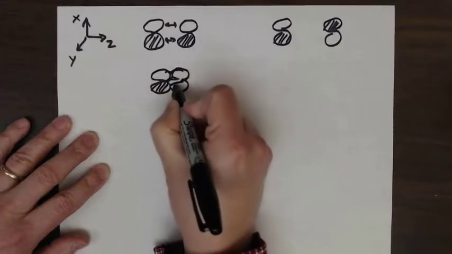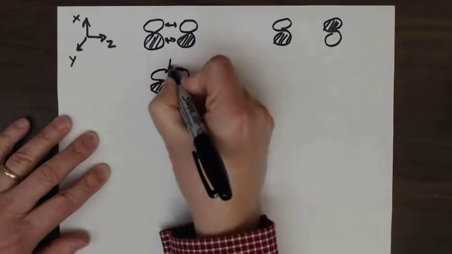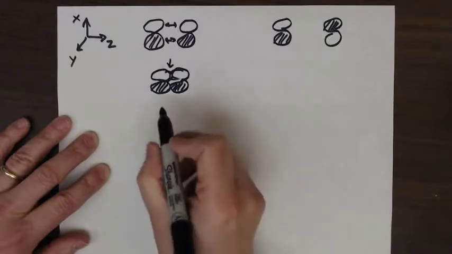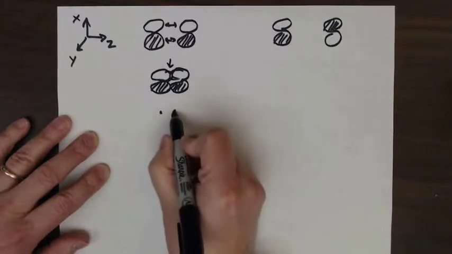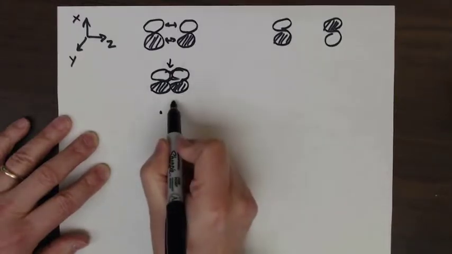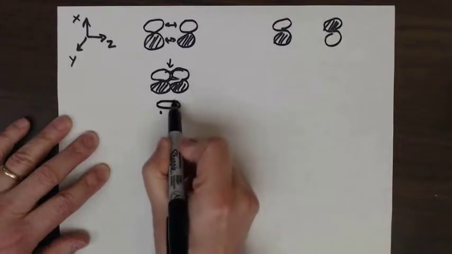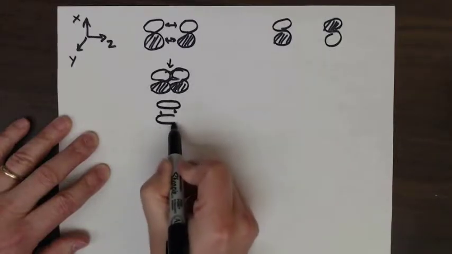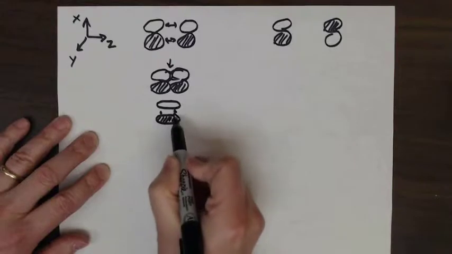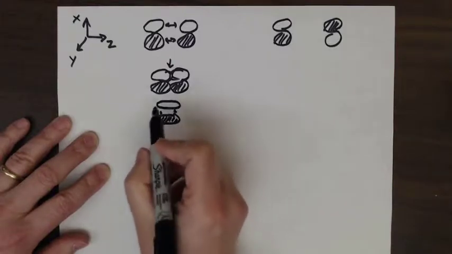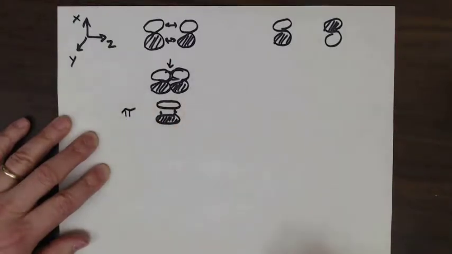Bring them together a little bit more, and notice that the overlap again will lead to constructive interference. We can redraw this with one lobe above the axis and one lobe below the axis. This again is a pi bonding molecular orbital.